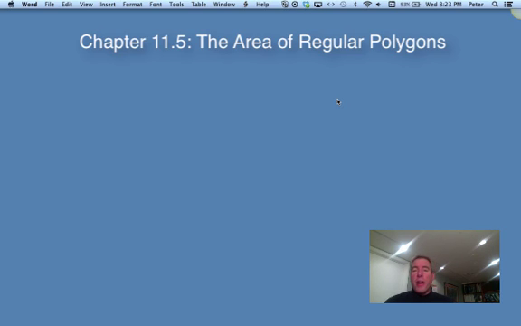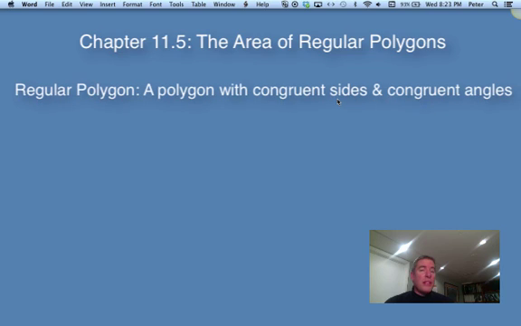Now you may remember we defined regular polygons way back in the first semester. A regular polygon was a polygon that had congruent sides and congruent angles. So be careful. A square was a regular polygon: 4 congruent sides, 4 congruent right angles. But a rhombus was not a regular polygon. It only had 4 congruent sides. A rectangle was not a regular polygon. It only had 4 congruent angles. So regular polygons have both congruent sides and congruent angles.